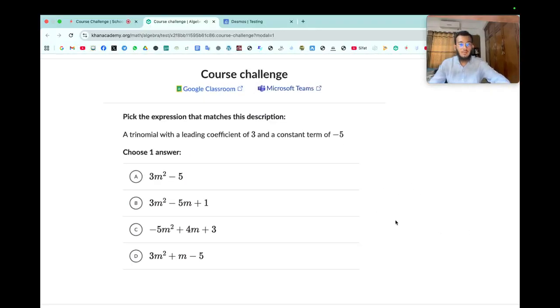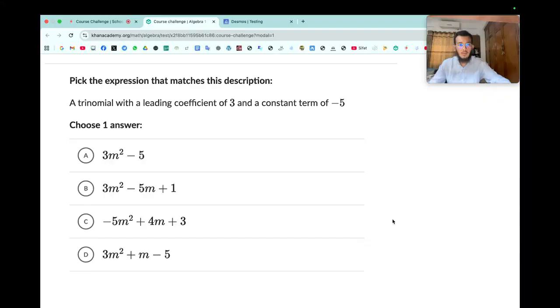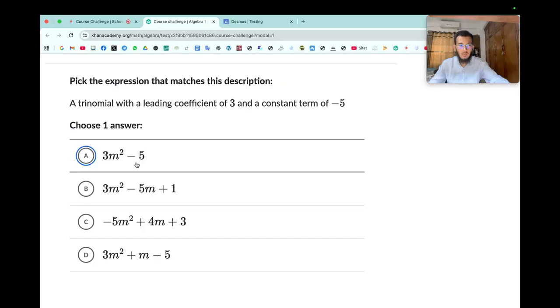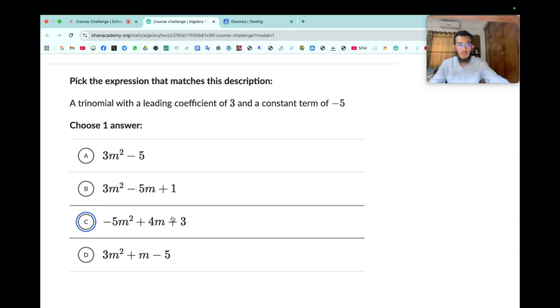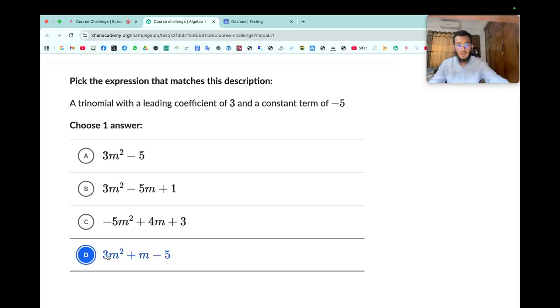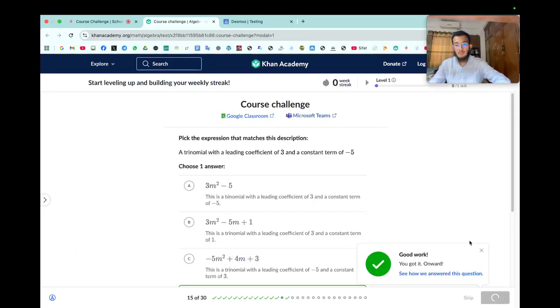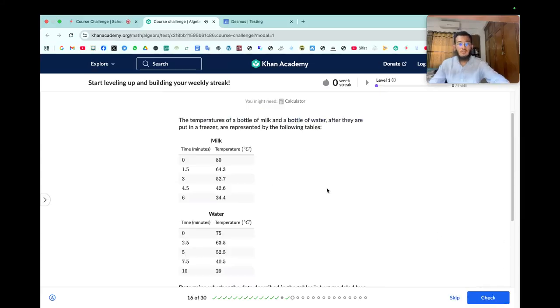Okay, pick the expression that matches this description: a trinomial with a leading coefficient of 3 and a constant term of -5. So constant term -5 is there, but this too does not comply. A trinomial means there must be 3 terms. Here we don't have 3 terms, but here we have 3 terms. This is the coefficient of 3, and constant term -5. So these are the answers.